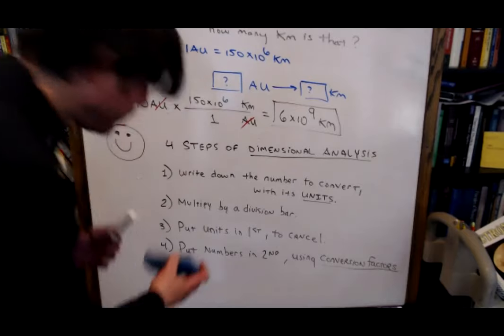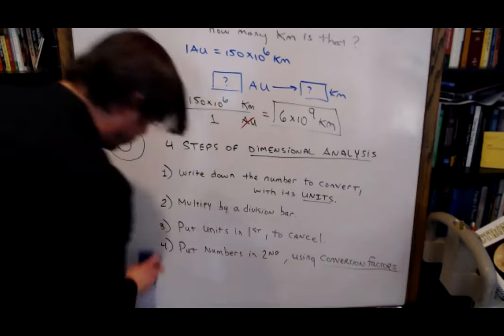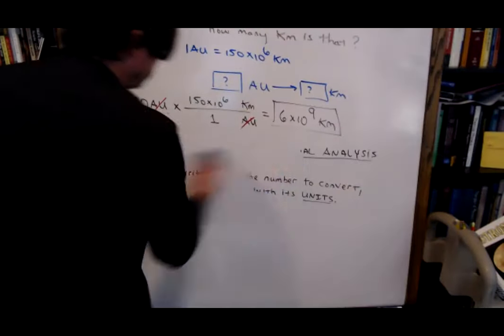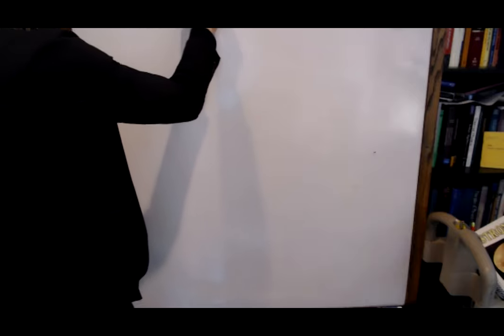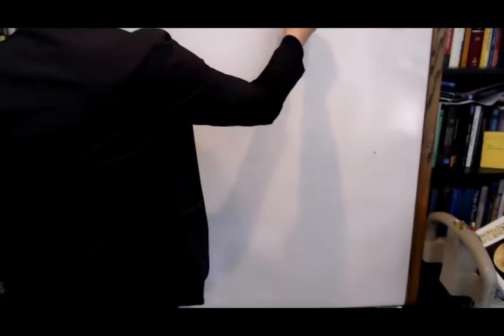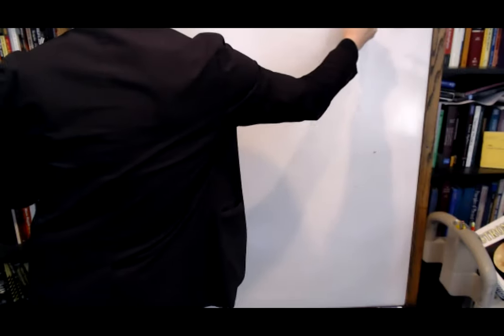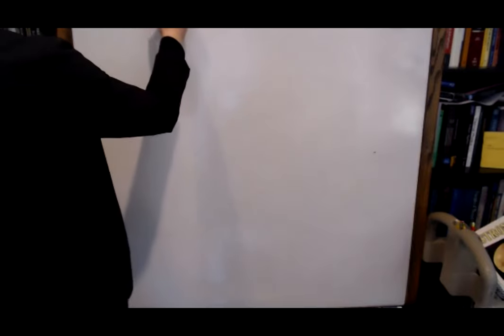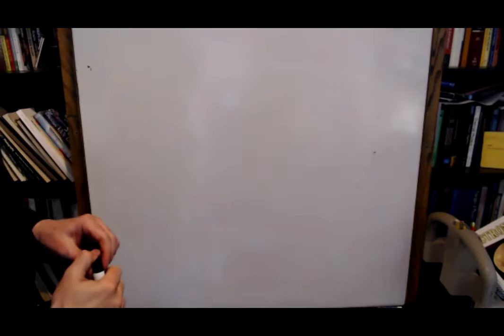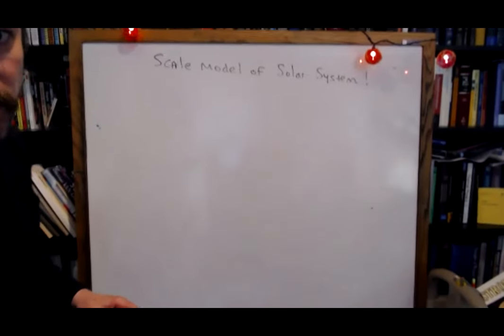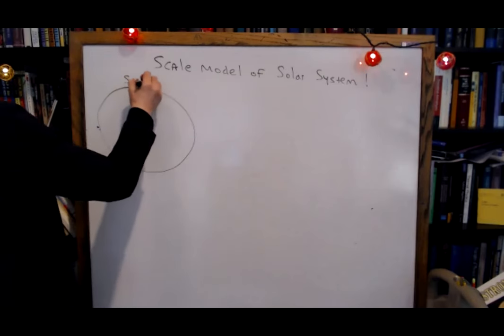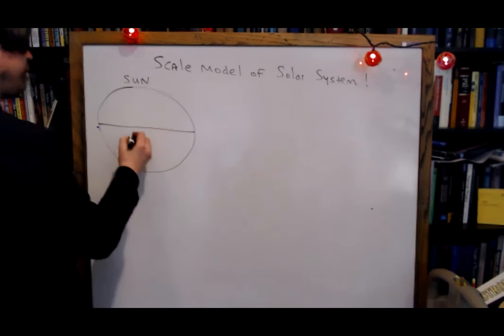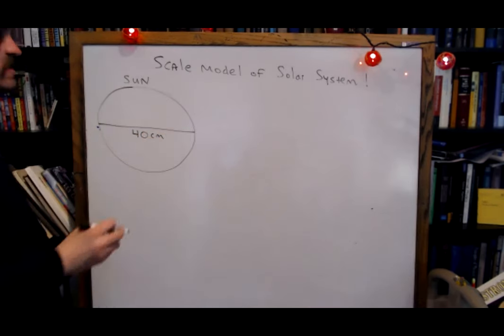Okay, so let's try this scale model thing. I'm going to erase this. Put a smiley face there, Will. We're going to want to find that later. Okay, let's make a scale model of the solar system, okay? Do you have what it takes to teach art? Okay, so I'm going to have a beach ball, a papier-mâché sun, and the sun is going to have a diameter of the size of that sphere, 40 centimeters.